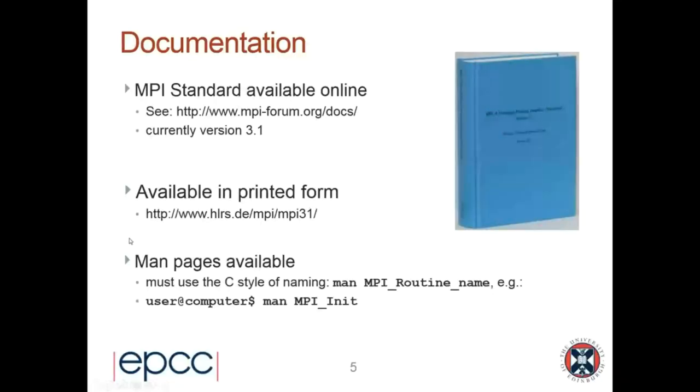Documentation. The MPI standard is available online. I say the current version is 3.1. I actually think there's a version 3.2, but it's effectively the same. It is not reading material. It is a reference document. It's over 700 pages now, most of which you won't use. It's available in printed form. People at HLRS Stuttgart will print a copy on demand if you want. They don't do it for profit, it's purely at cost. But it is available online, and it is pretty meaty.